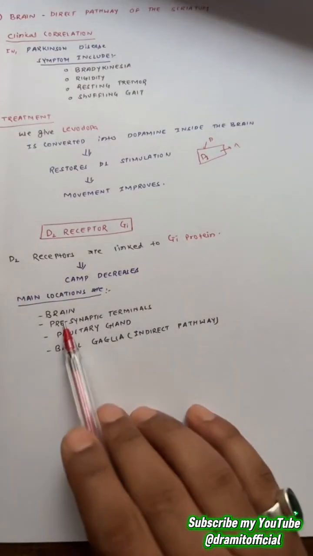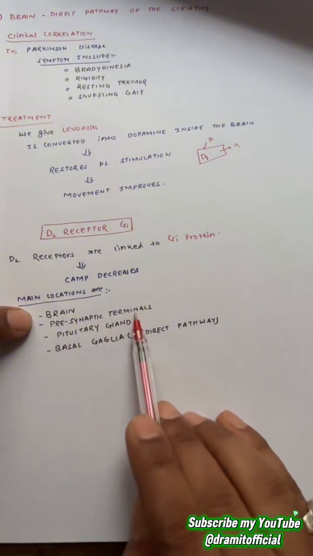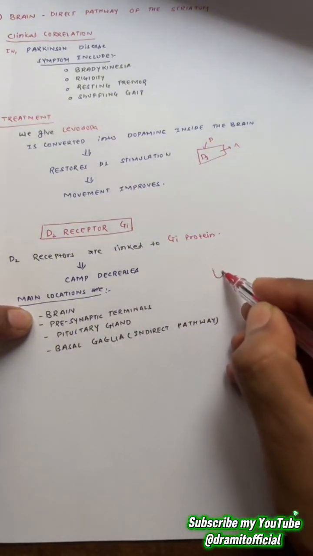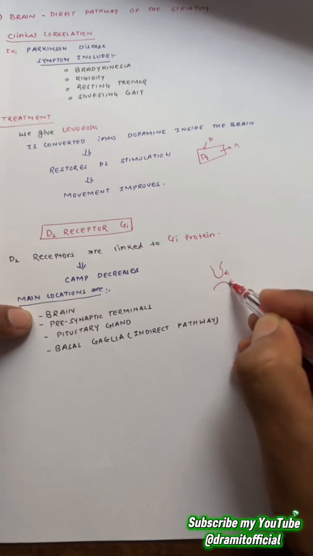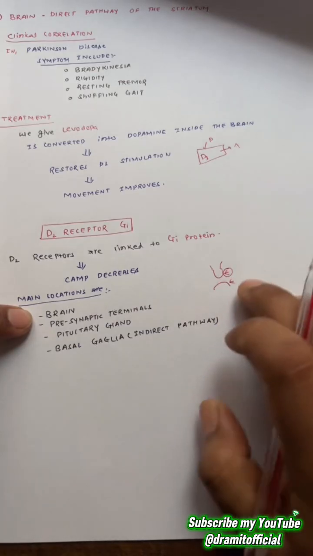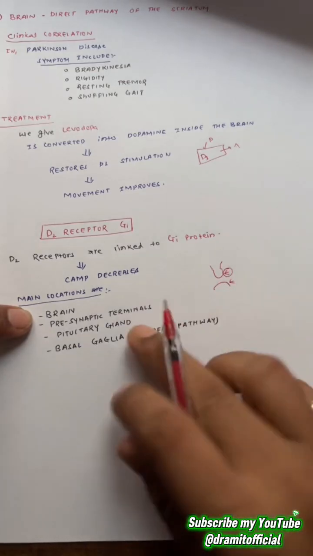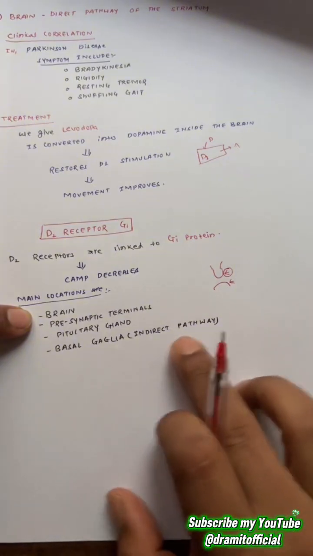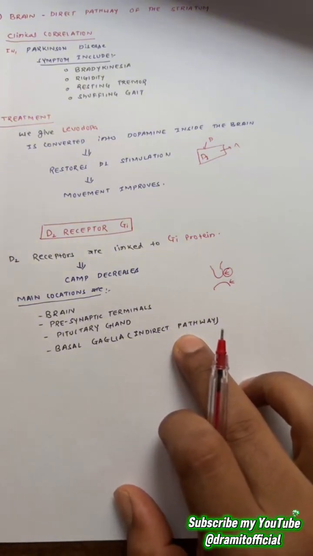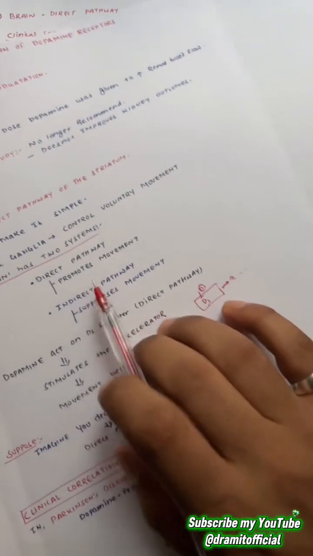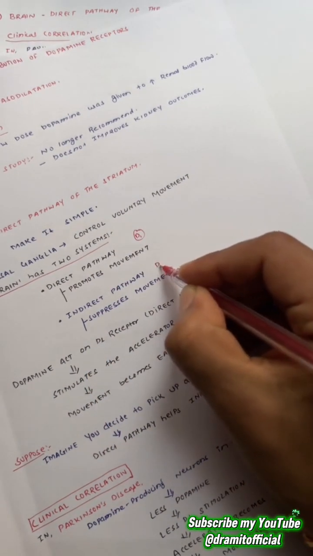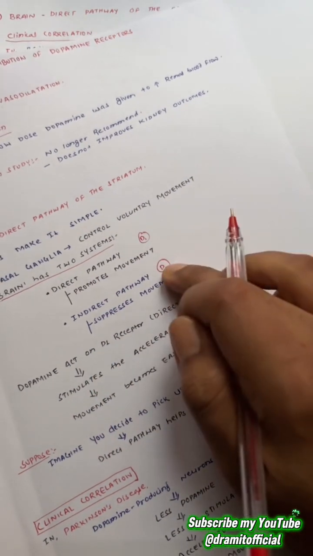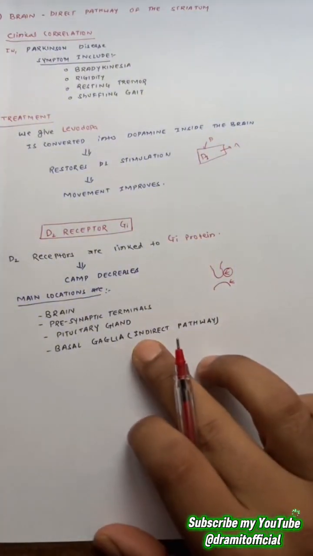It is located in our brain, in presynaptic terminals. Suppose this is a nerve, so this is called presynaptic and this is called postsynaptic. In the presynaptic terminal D2 is located, then in the brain in the pituitary gland, and in the basal ganglia, that is the indirect pathway. As we know, in the direct pathway D1 is working, and in the indirect pathway D2 is working. Now we are talking about the D2 receptor.